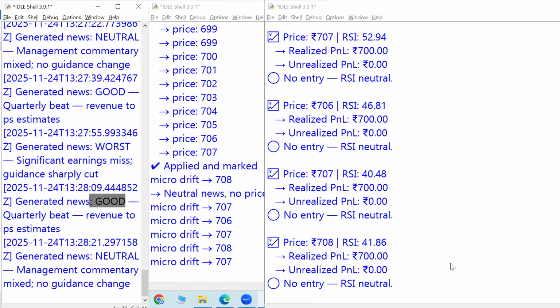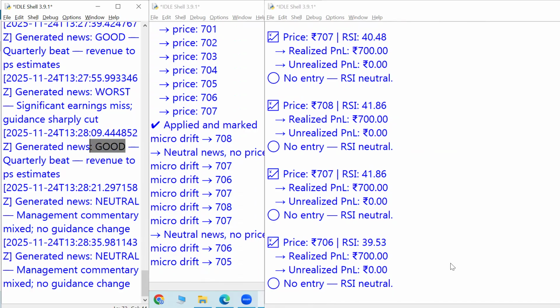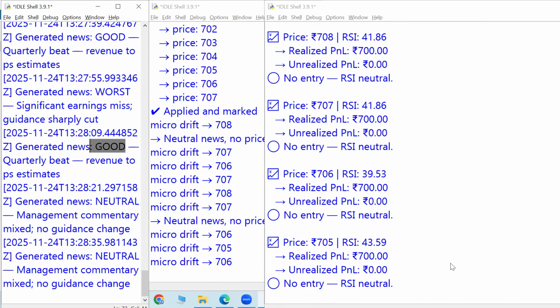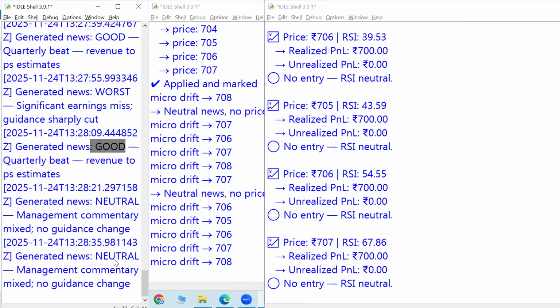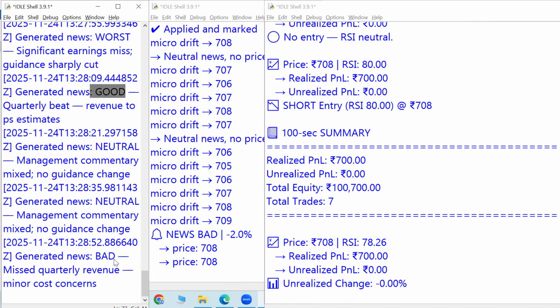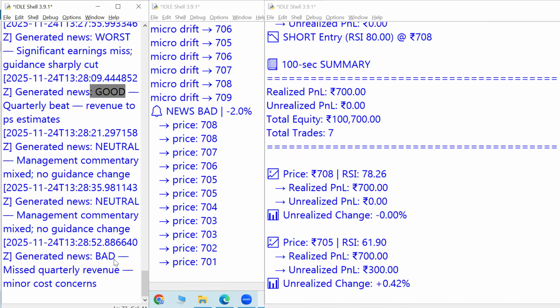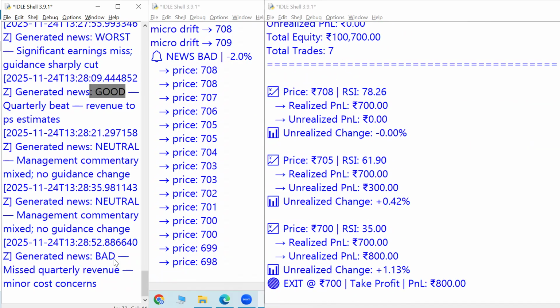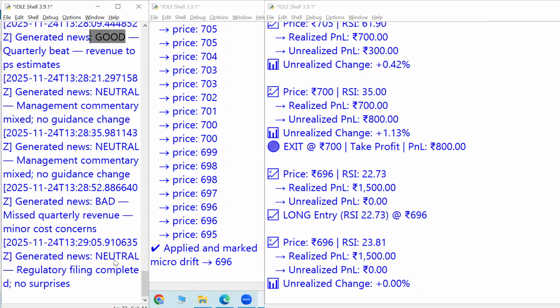Okay, RSI is neutral. The news is also neutral. I am basically trying to show the worst case which is happening, continuous news flow in a particular stock. Okay, neutral, neutral, neutral. RSI is above 70. We are going to get a short position for sure. Okay, we have one short position. We book the profit. 1500 rupees profit.